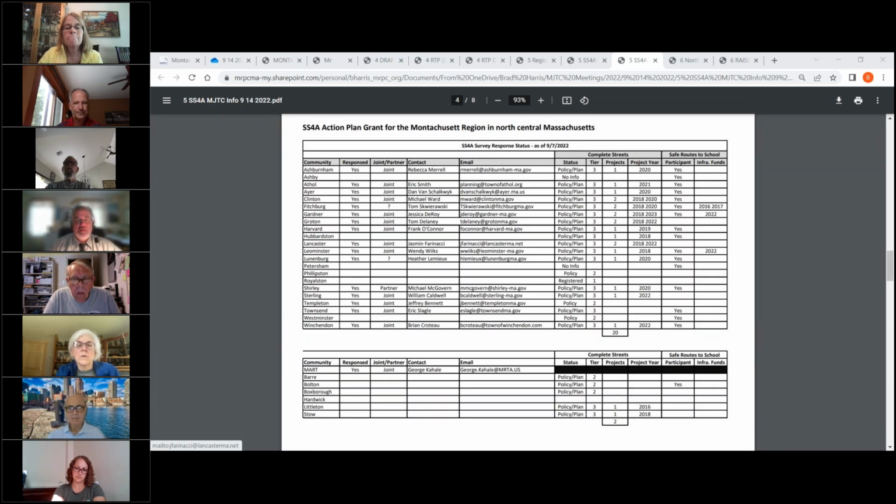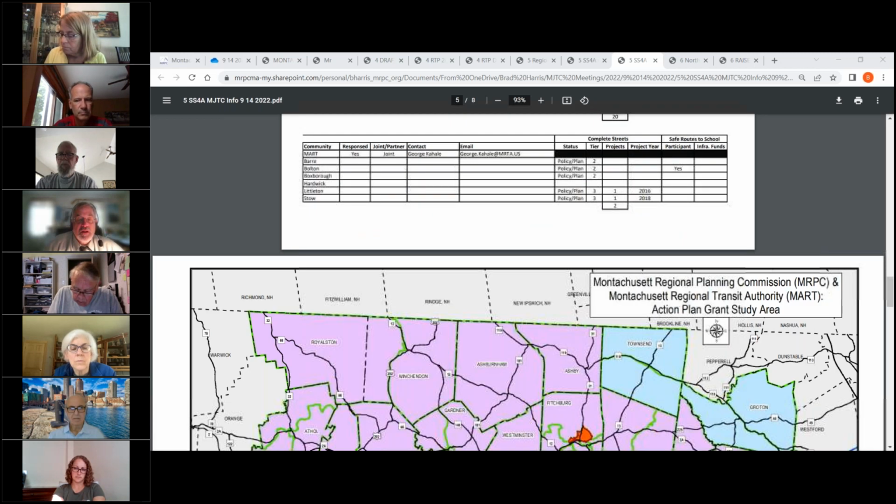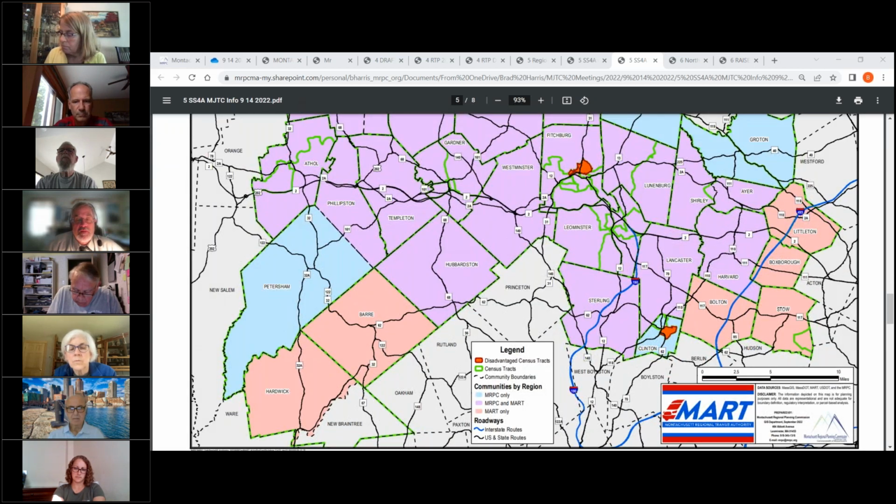All right, here's the information. As I mentioned, this has the latest updated chart with the safe routes to school information, and it has the 6 communities in the MART region that we will incorporate into the study. So the next handout, the next page, is a map of what will be the study area or the jurisdiction that will be covered by this application. You can see it's all of our region, and then Barry, Hardwick, Bolton, Stowe, Boxborough, Littleton are added to it.